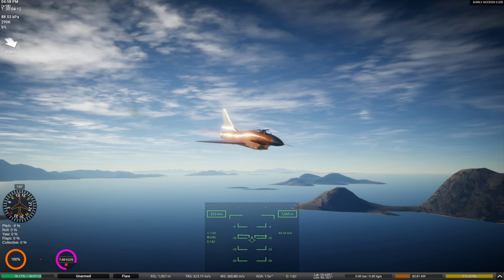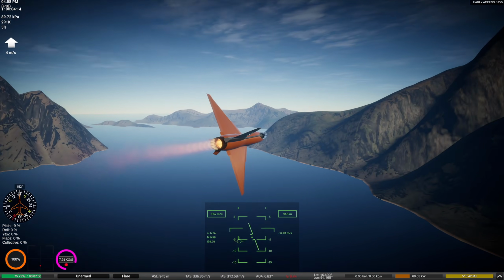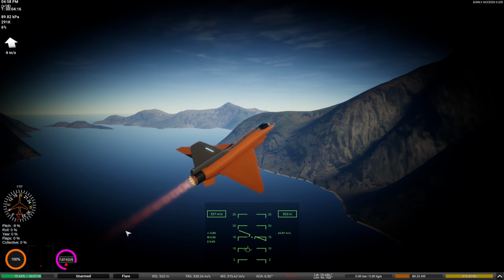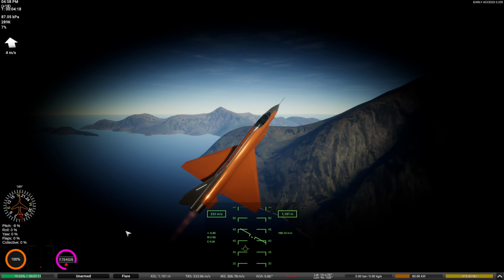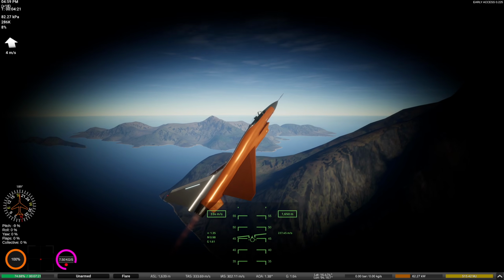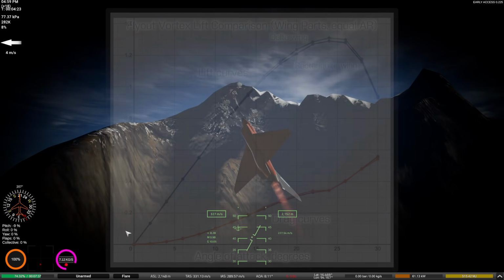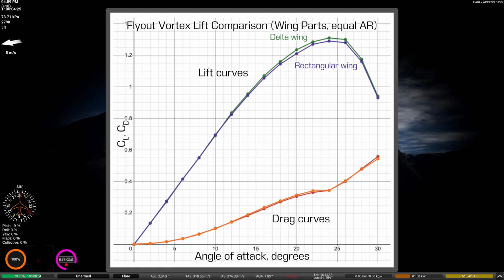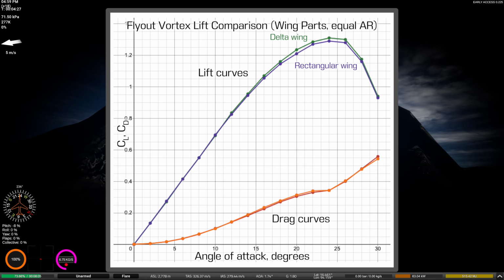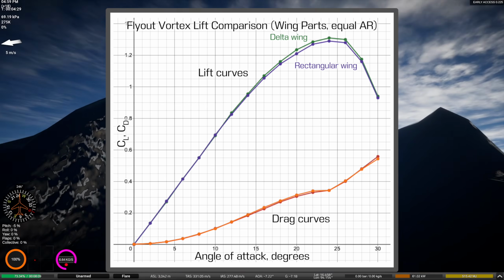Delta wings are also not the only surfaces that can experience vortex lift. Any highly swept surface with a sufficiently sharp leading edge at an angle of attack is capable of generating a vortex. Vortex lift on wing parts is not currently modeled in Flyout, so delta wings and features such as sharp strakes will behave as regular wings.